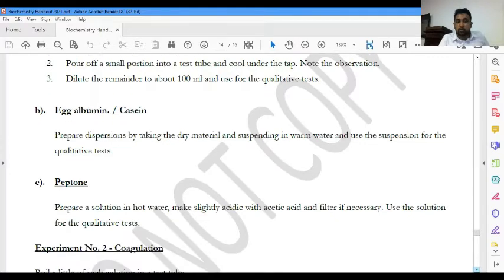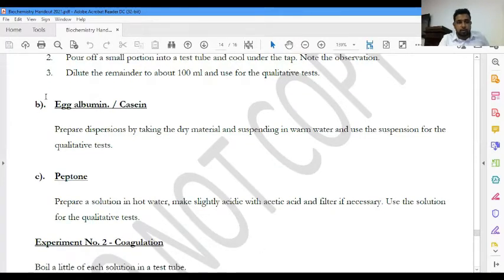So when we prepare the egg albumin or casein solution, you have to prepare a dispersion by taking the dry material and suspending it in warm water, and use the suspension for the qualitative test. When it comes to peptone, you have to prepare a solution in hot water, make it slightly acidic with acetic acid, and filter if necessary. Use the solution for the qualitative test. Compared to these four proteins, egg albumin and casein contain 100% protein, but gelatin and peptone may consist of other components than protein. So I will show you the practical protocol.